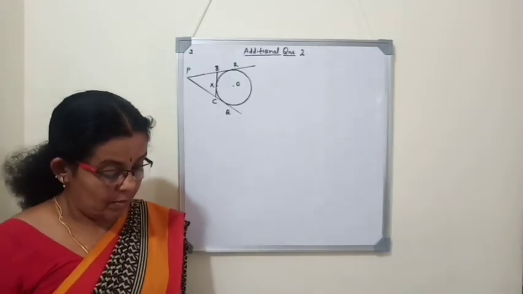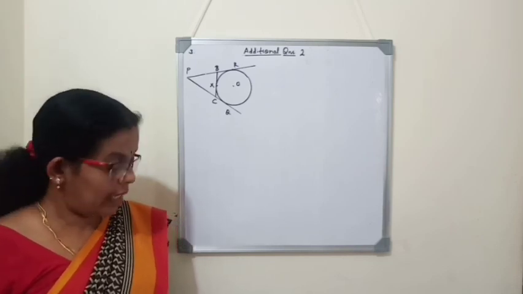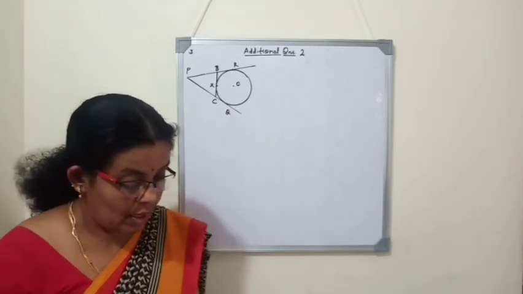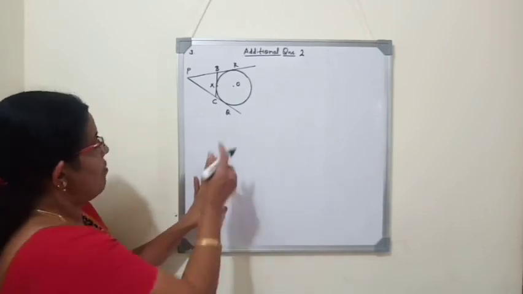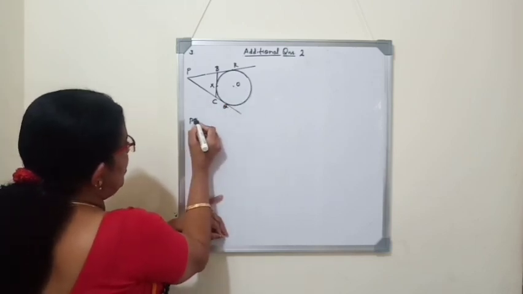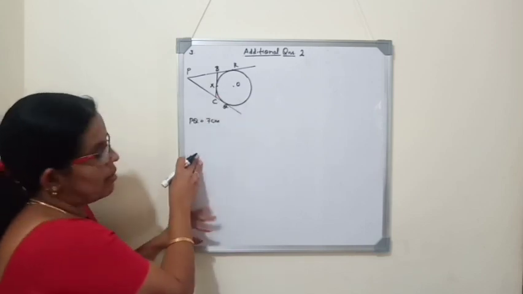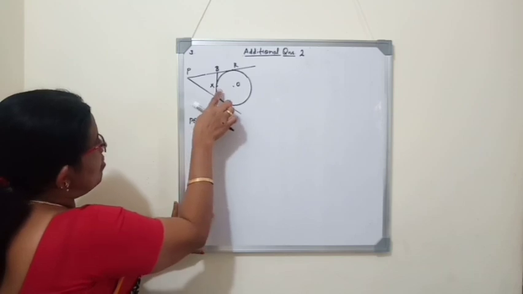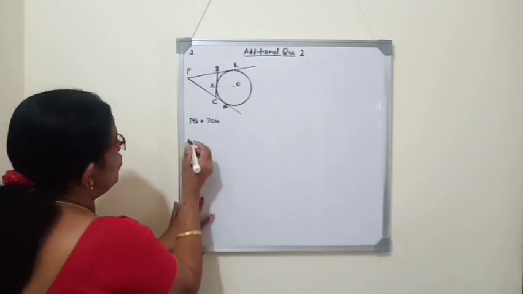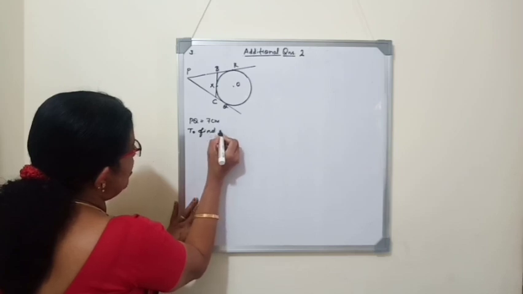In the given figure, PQ and PR and BC are the tangents to the circle. BC touches the circle at X. If PQ is 7 cm, find the perimeter of triangle PBC. So here it is given PQ is 7 cm. What is PQ with respect to the circle? It is the tangent. PR, PQ and BC are 3 tangents. BC, the tangent, touches the circle at the point X, and PQ is 7 cm. We have to find the perimeter of triangle PBC.